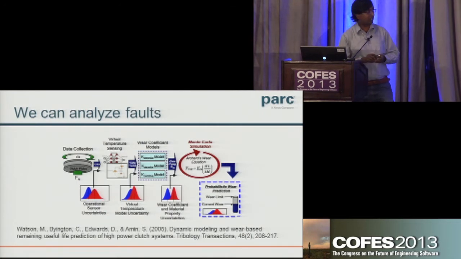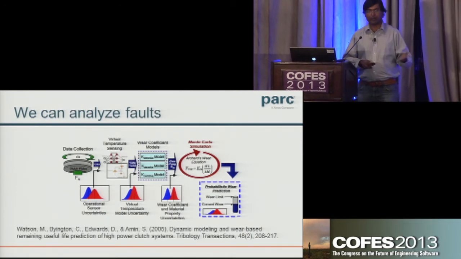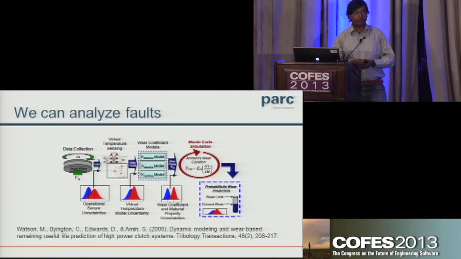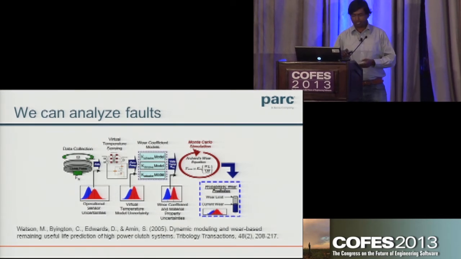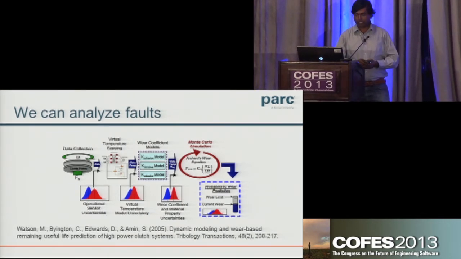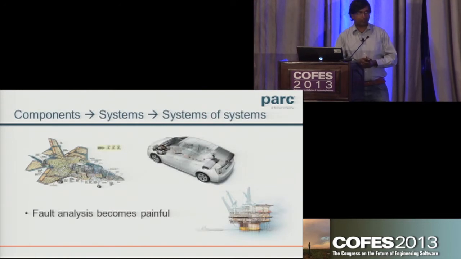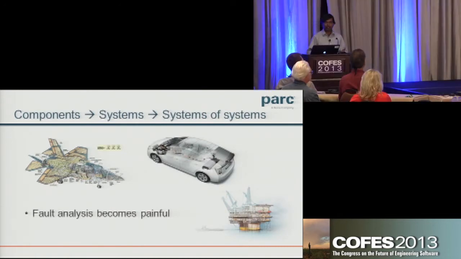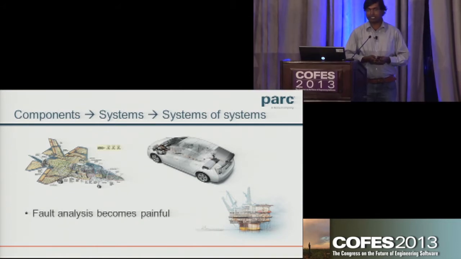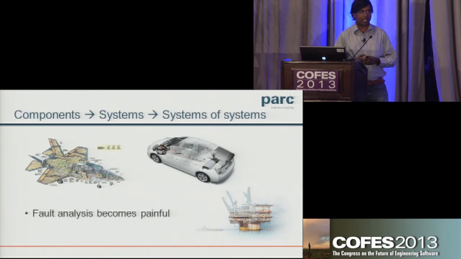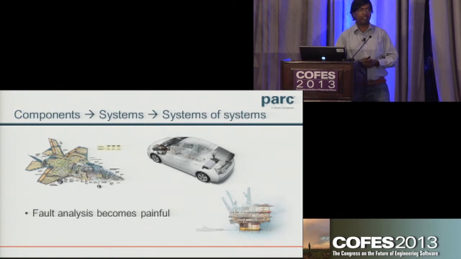We can analyze these faults. You can set up experiments, gather data, fit models to them, and even predict. It's tough but doable. But what happens when you scale up? You go from components to systems of systems. The space shuttle is 2.5 million components plus. Fault analysis becomes extremely tedious and painful because now you have to peel back layers upon layers of system behavior to get to the real fault behavior you're interested in.